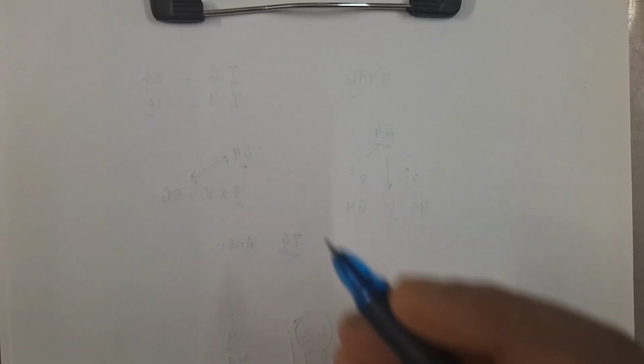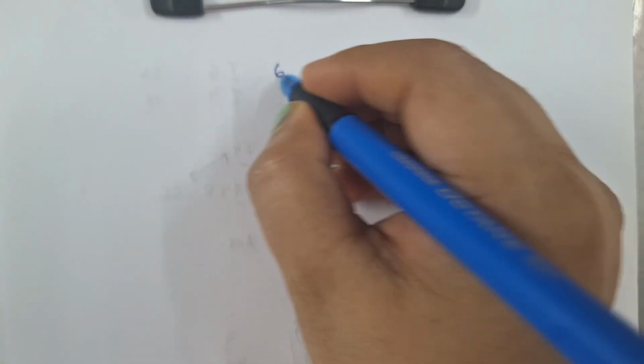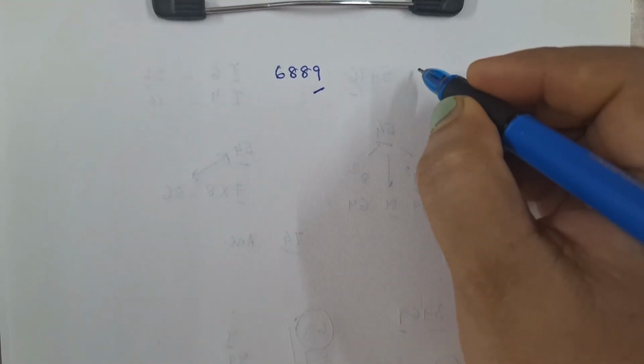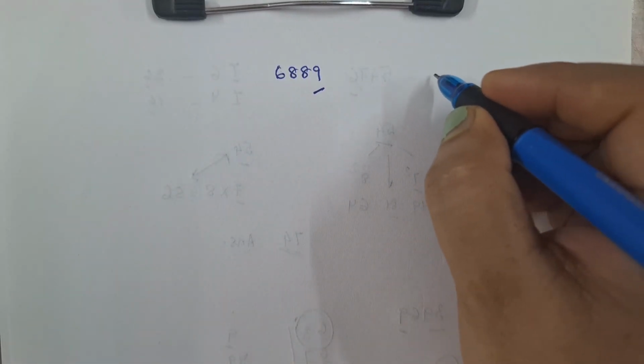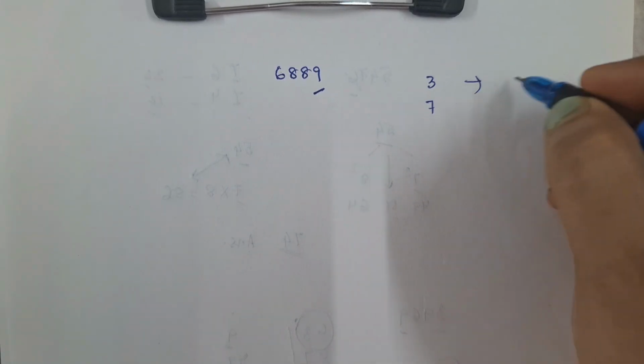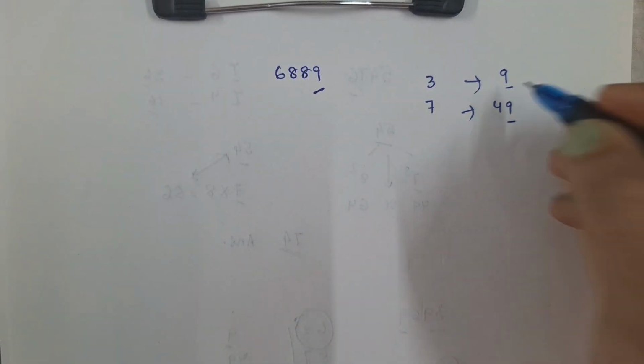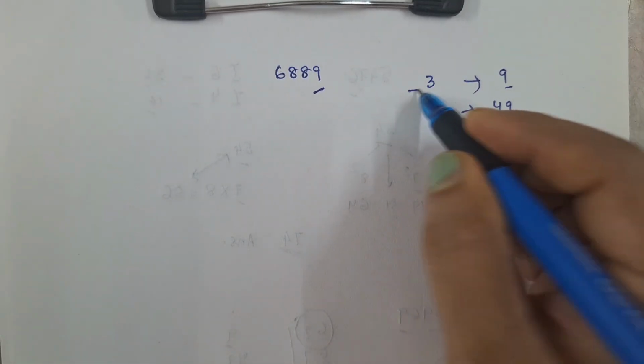Okay. Now next example, let us see 6889. Identify possibilities for the last digit. 9 has two possibilities. What are they? 3 and 7. Why? Because 3 square is 9, 7 square is 49. Both of these squares end in 9, so two possibilities are there.